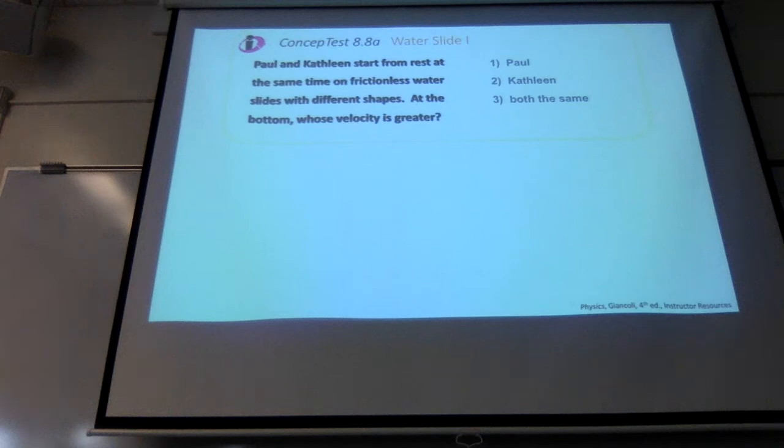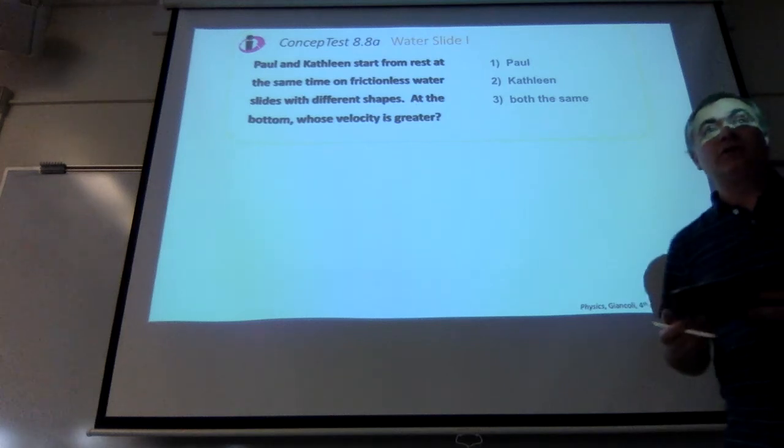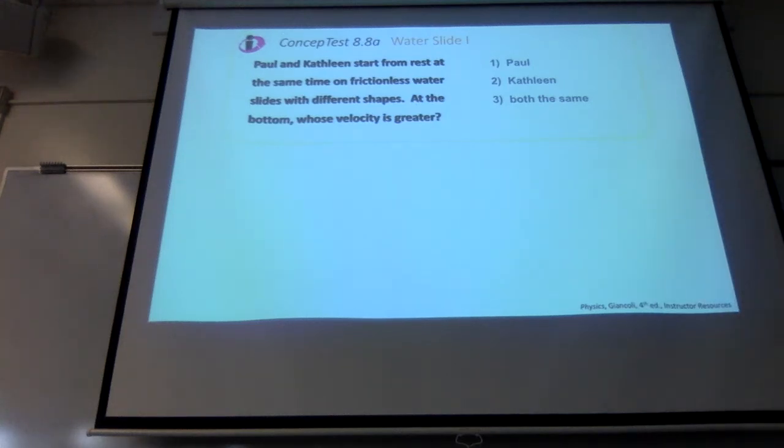Paul and Kathleen start from rest at the same time on a frictionless water slide. Two different water slides with different shapes. Which one has the greater velocity at the bottom of the water slide? This is kind of a repeat from earlier. Both of them have to be the same. They start with the same potential energy, and kinetic energy equal to 0. That means they have to end with the same final kinetic energy. All of that gets converted into kinetic energy.